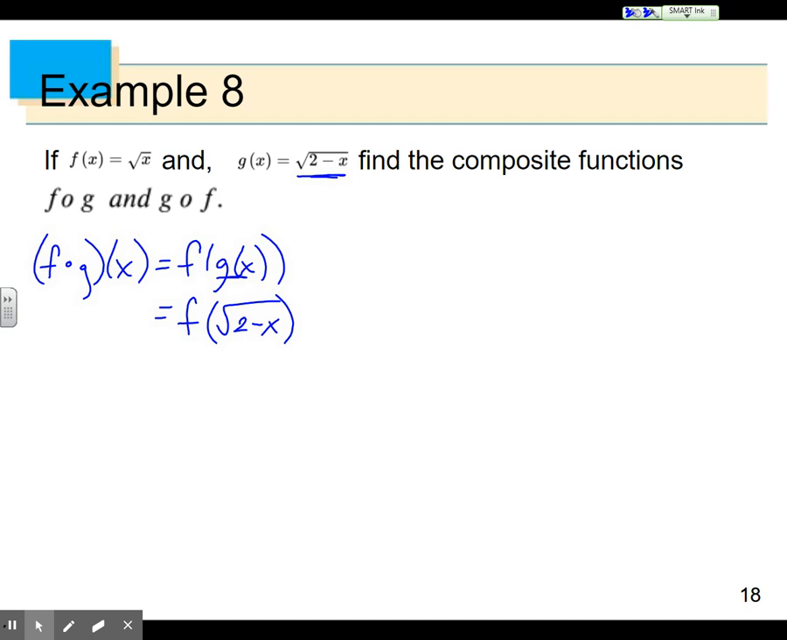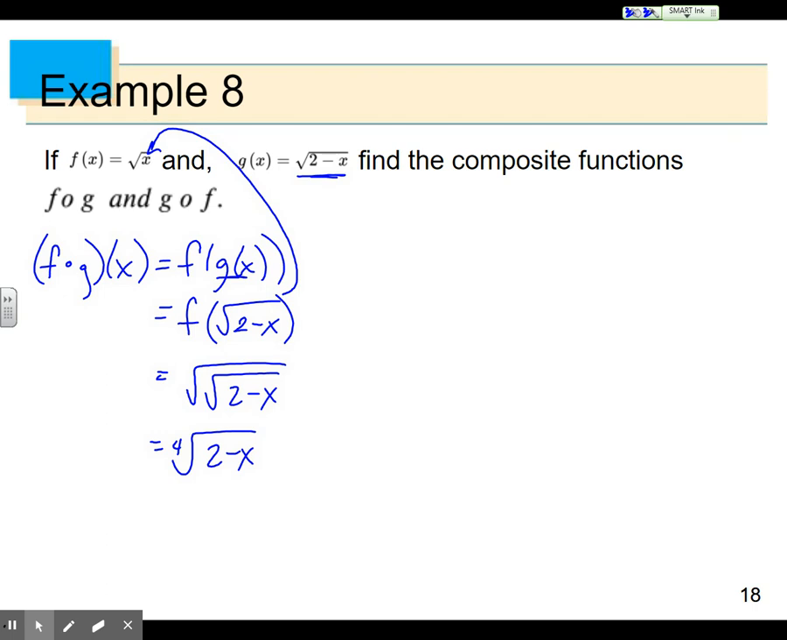Now, if I do f of that, I'm going to take this, I'm going to plug it in for this x. Well, it's already got a square root, so I get the square root of the square root of 2 minus x. I haven't talked about this too much, but if you take the square root of something, that is the same as taking the fourth root of 2 minus x.